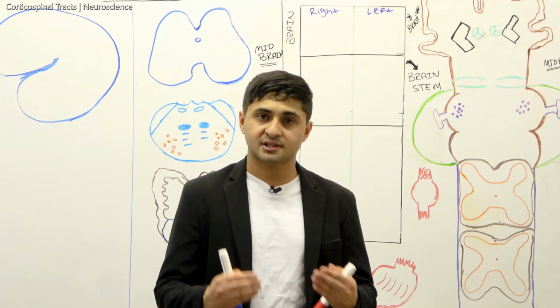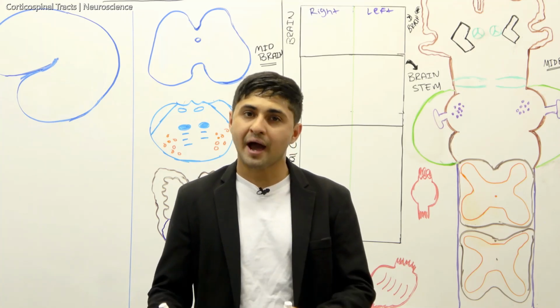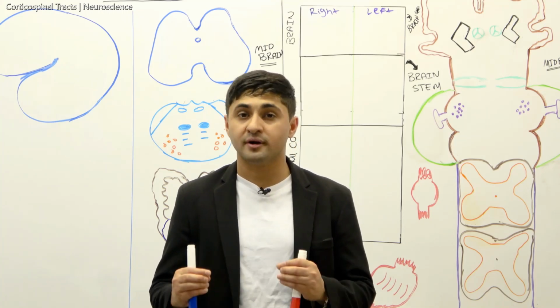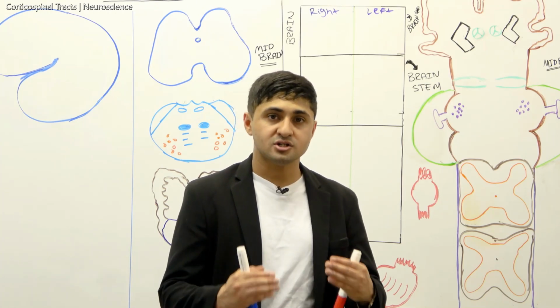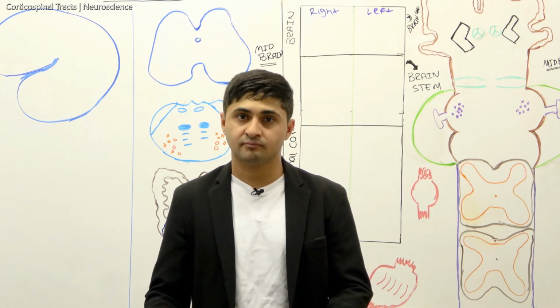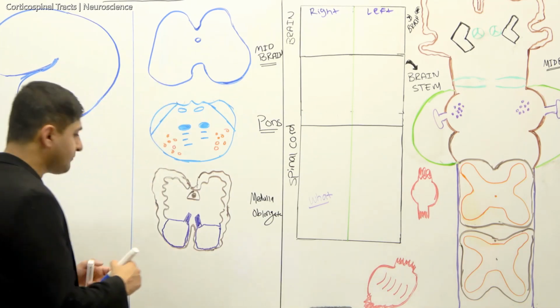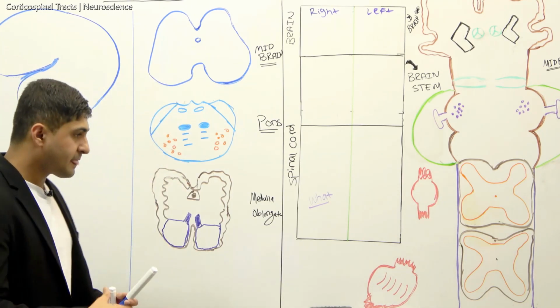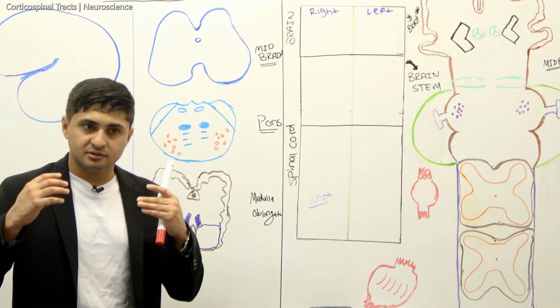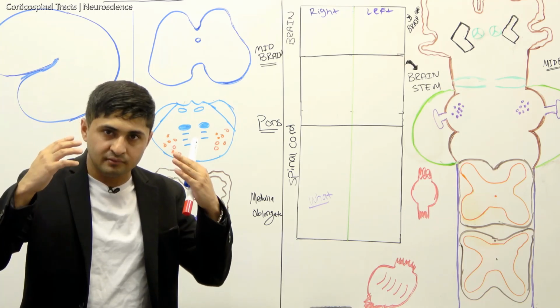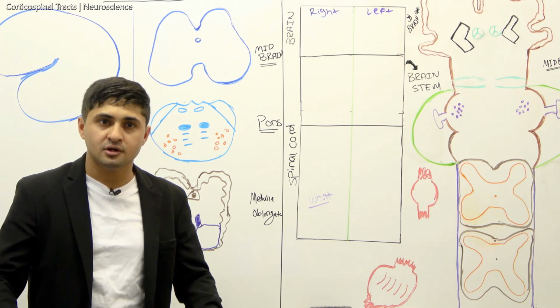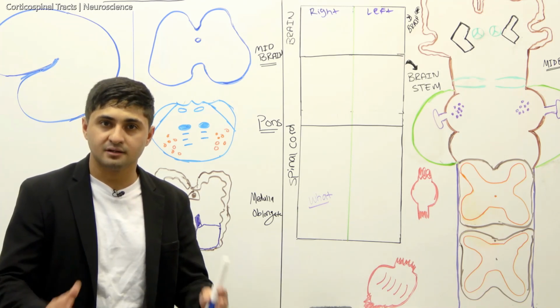So today we'll be discussing the descending tract. It is one of the most important motor tracts that we need to understand clearly, okay? Whenever we talk about the descending tract, it basically means that the fibers are coming from your brain and going to your peripheral nervous system.